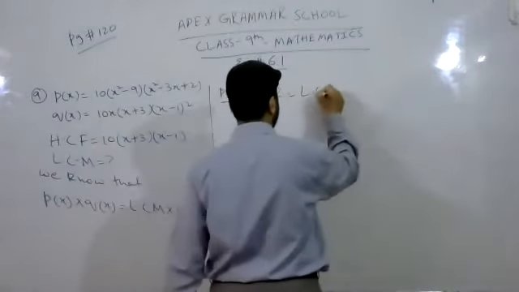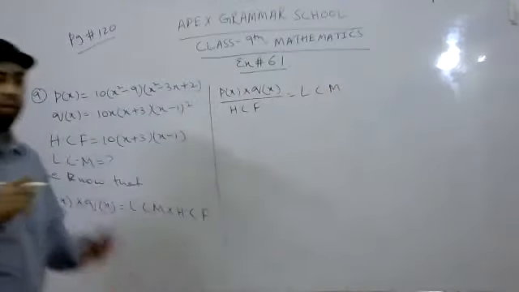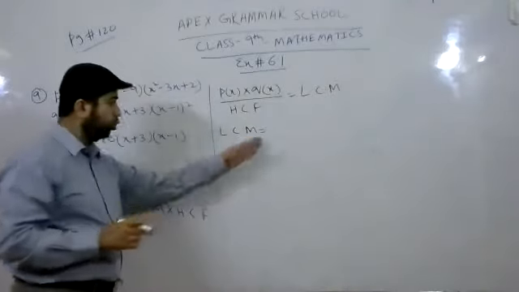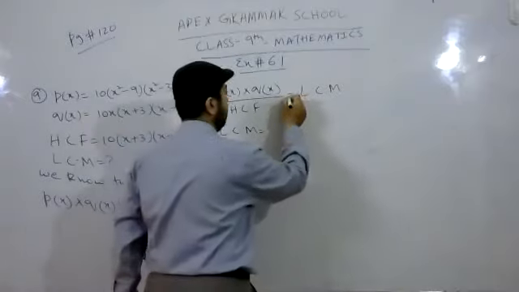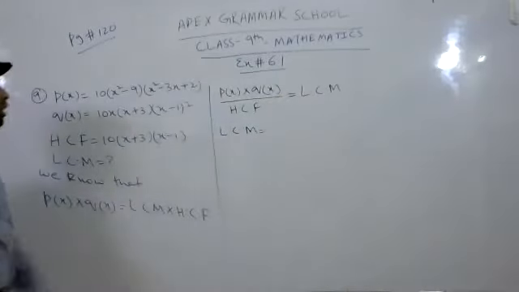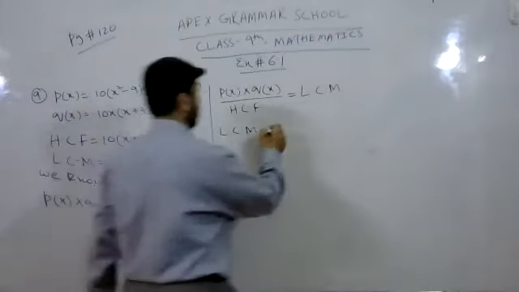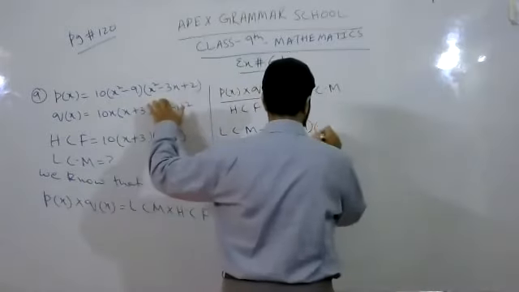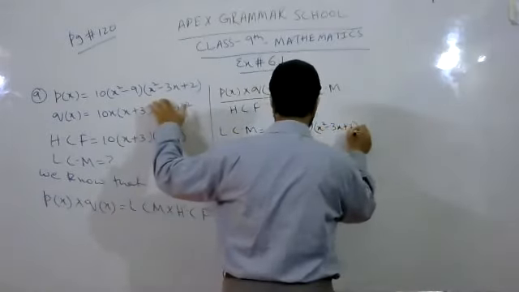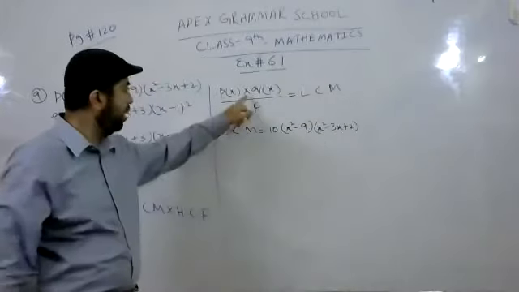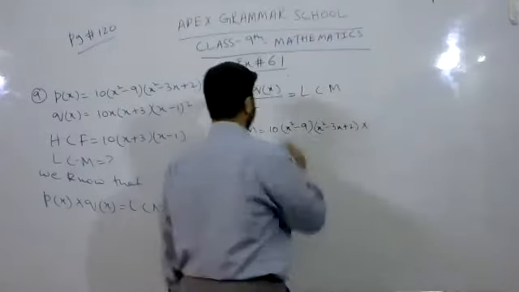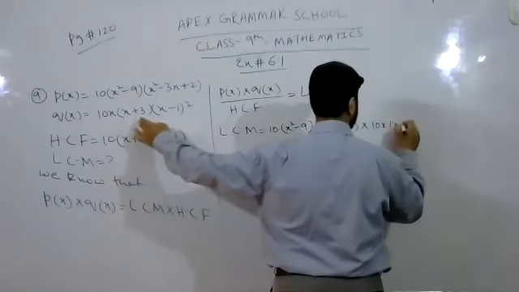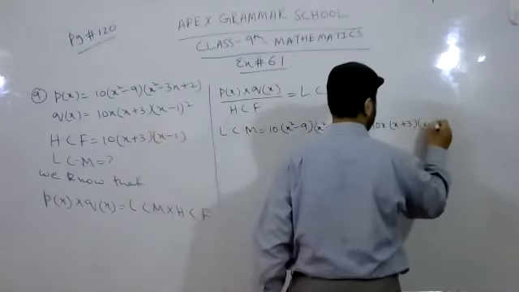is equal to LCM. Now we need to put all the values in it. So LCM, I'm writing here, is equal to, and then put all the values in it. What is p of x? That is 10 into x square minus 9 and then x square minus 3x plus 2. After that, we have multiplication sign and then q of x, that is 10x, then x plus 3 and then x minus 1 whole square.